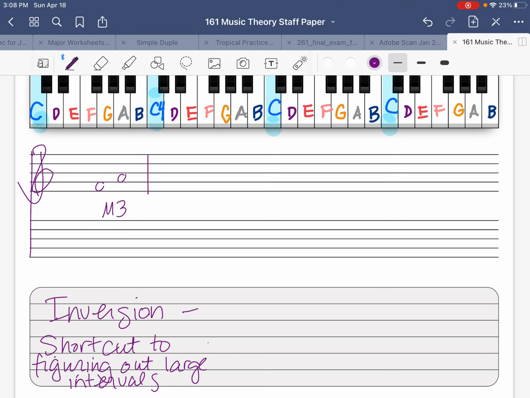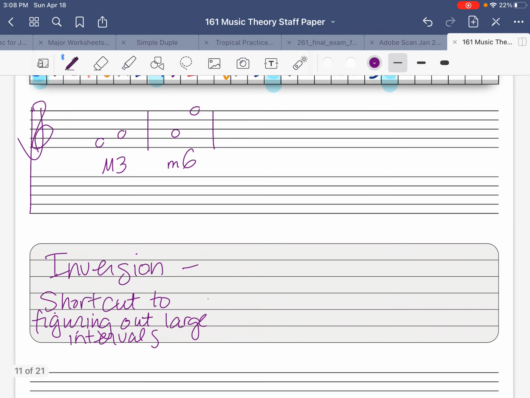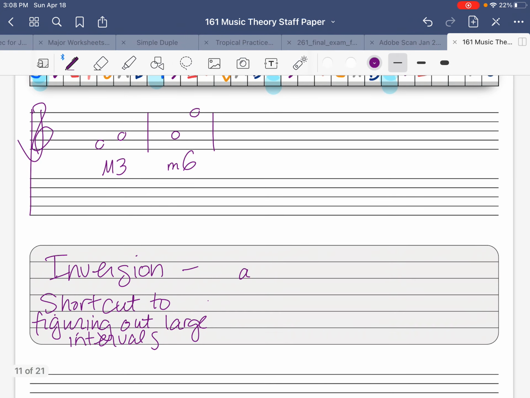So if I take that major third and I flip it, so I take that A and then I put the F up here, I'll try that. What I'm going to get, I don't even have to think about it. I know that that is a minor sixth. So the way that interval inversion works is that it always adds up to 9, and it is the opposite in quality.